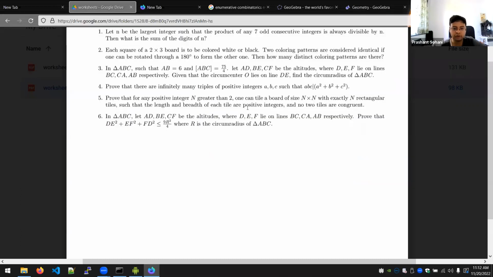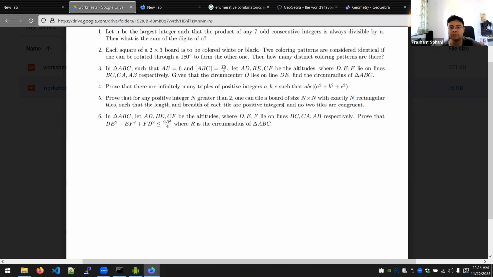And again, just try to think of what variations you can add to this problem. In the question, I've said exactly n rectangular tiles. What is so special about n? You could flip the question and ask, what are all the possible values of k such that you can tile the board with k tiles without any two of them being congruent? So you can come up with the entire solution set of all such values of k.